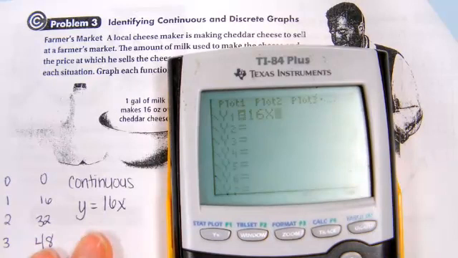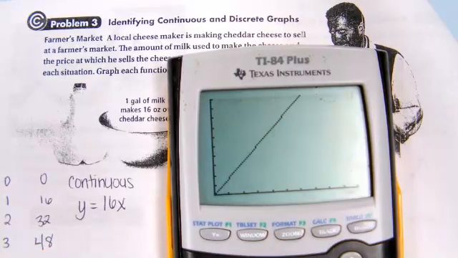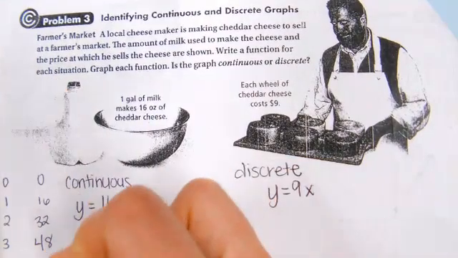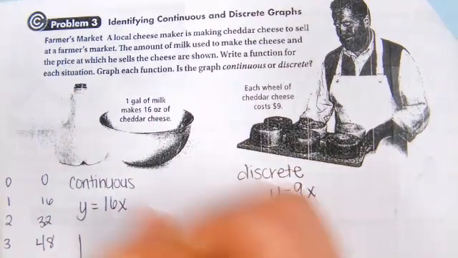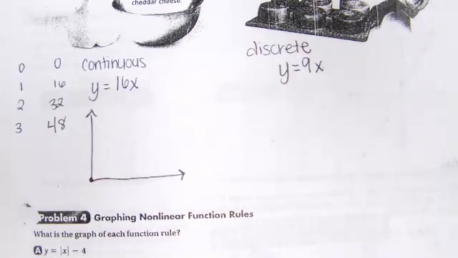And then let's hit graph. So it graphed the continuous function, didn't it? Right? Okay. So this one, we could graph very easily. Let's pretend we're just sketching it, right? So let's go ahead, sketch it out. It's going to start right here at 0, 0.